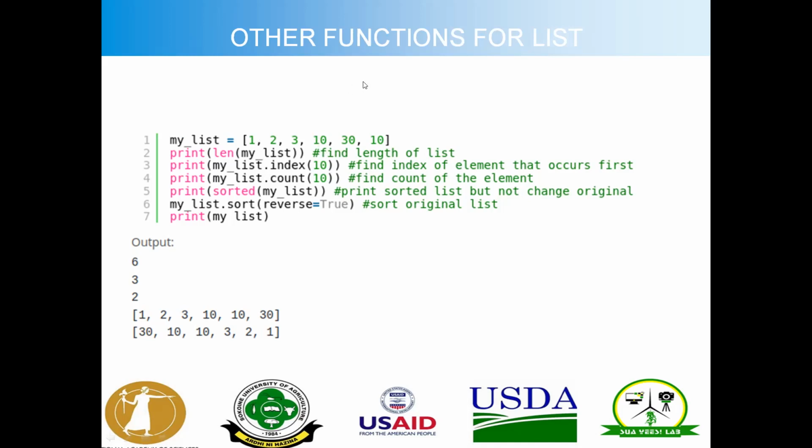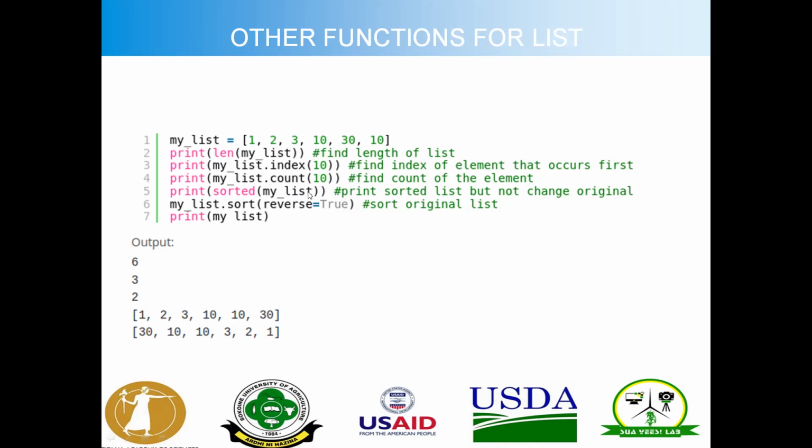As you can see, it will not return the index of the other 10. It will return the index of the first encountered. We have the count function, whereby it counts how many times a certain value exists in a given list. So you can see, for example, we count 10. 10 appears 2 times. That's why it prints 2.